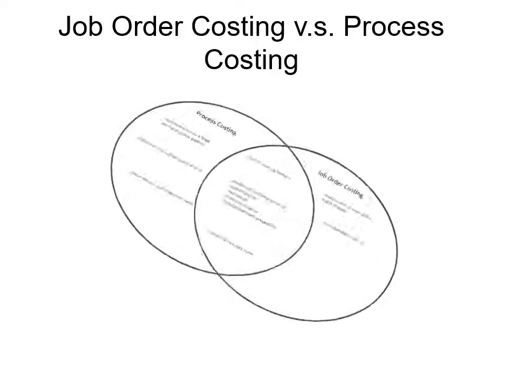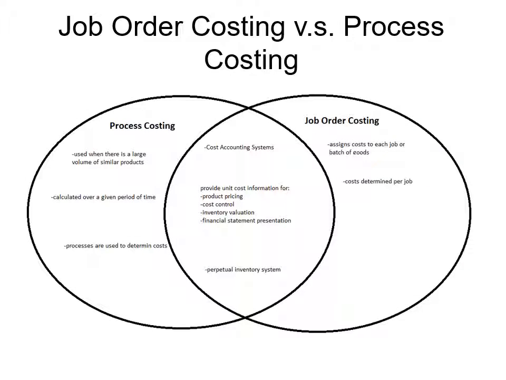First, let's start with job order costing versus process costing. Here you see a nice Venn diagram, which shows the similarities and the differences of process costing and job order costing. Process costing is used when there is a large volume of similar products. Process costing is calculated over a given period of time, and it is used when processes are used to determine costs. Job order costing assigns cost to each job or batch of goods, and in job order costing, the costs are determined per job.